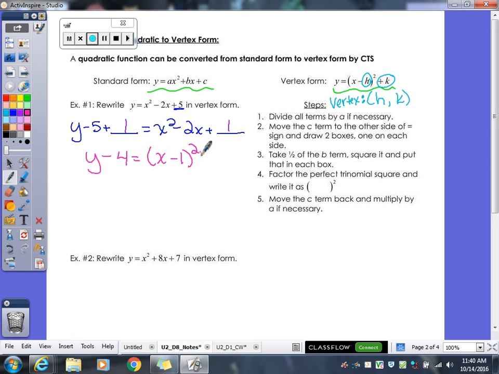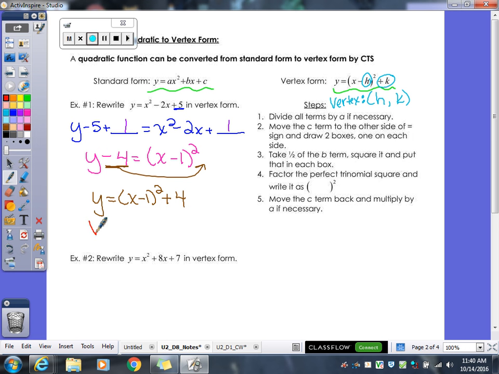X minus 1 squared. And now because we're not solving it, we're not going to take the square root of both sides. We're trying to write it in vertex form. So what I'm going to do is take this and move it back over to that other side. So I get x minus 1 squared plus 4. So there's actually a few less steps when you're putting it in vertex form.